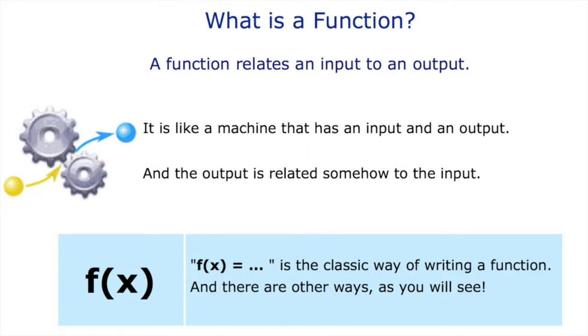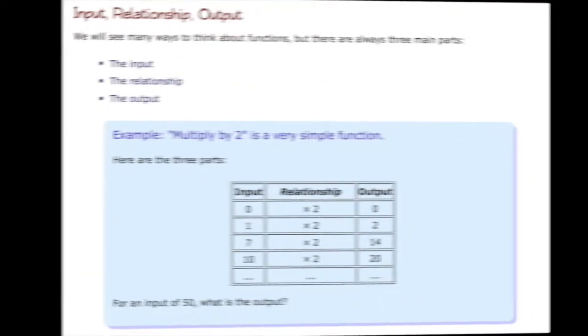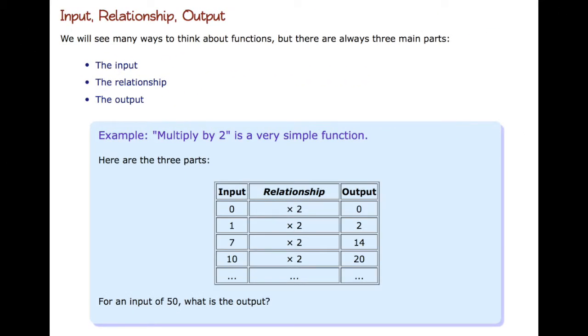What is a function? A function relates an input to an output. It is like a machine that has an input and an output, and the output is related somehow to the input. F of x is the classic way of writing a function. There are always three main parts in a function: the input, the relationship, and the output.